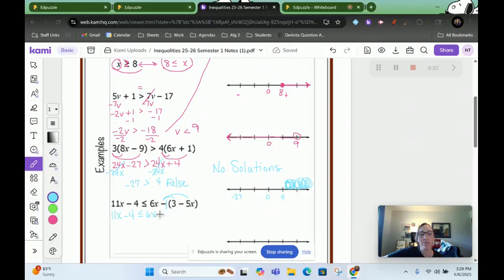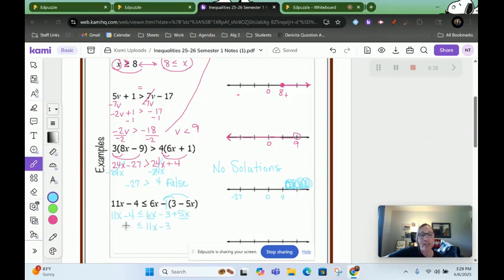And now we distribute. So negative 1 times 3 is negative 3, and negative 1 times negative 5x is positive 5x, okay? So let's add these terms together. 6x and 5x gives me 11x. I still have a minus 3 right there.